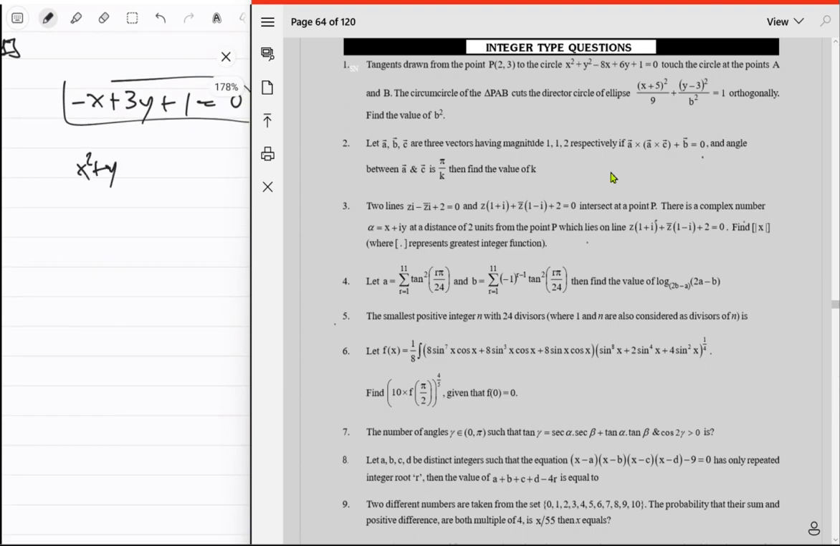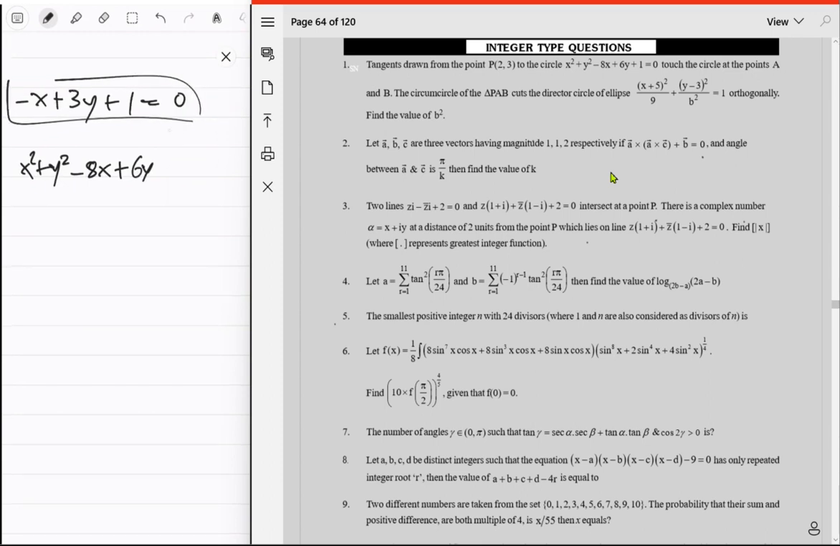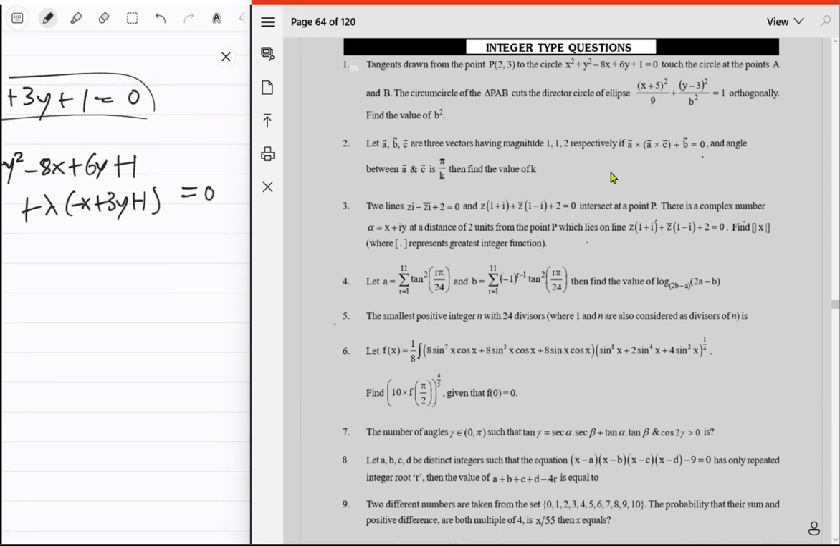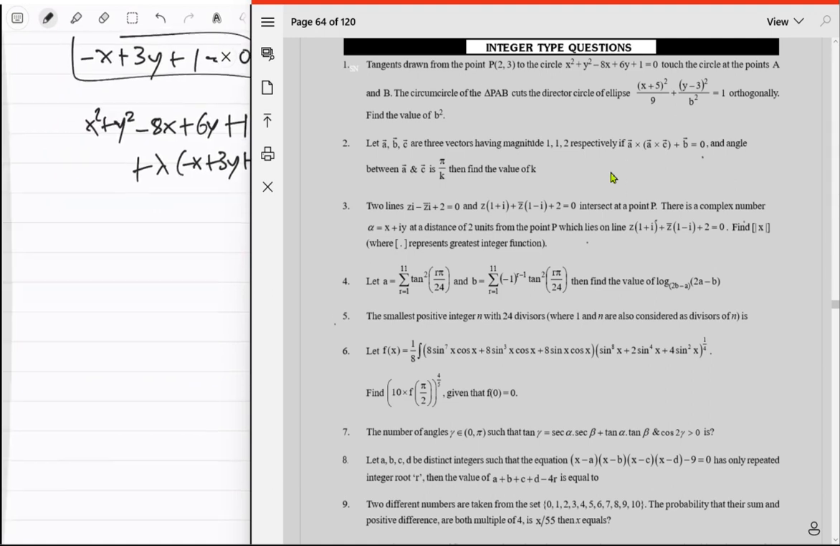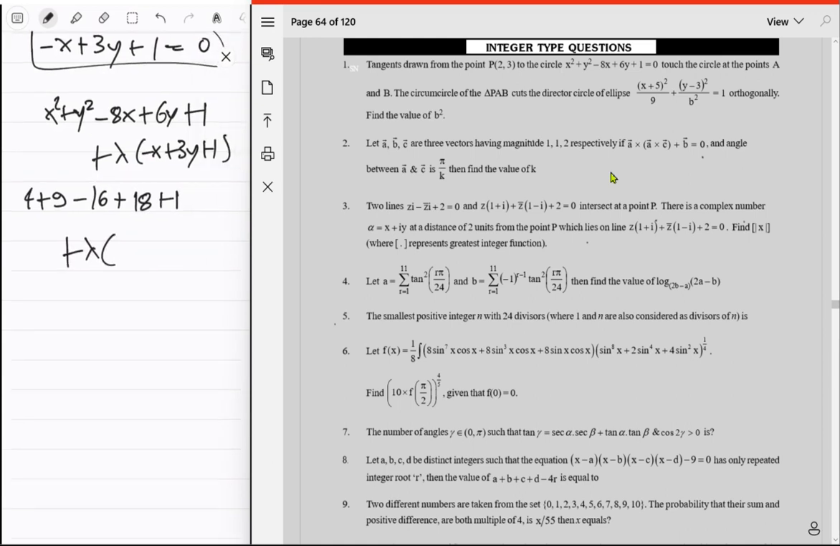X squared plus y squared, फिर minus 8x plus 6y plus 1, फिर plus lambda times this guy, plus lambda times minus x plus 3y plus 1 equal to 0. And this should pass through 2 comma 3. Let's see क्या होता है. So we get 4 plus 9 minus 16 plus 18 plus 1 plus lambda times minus 2 plus 9 plus 1 is equal to 0.